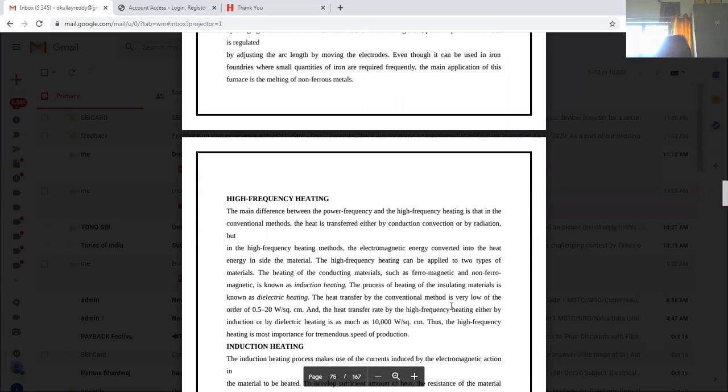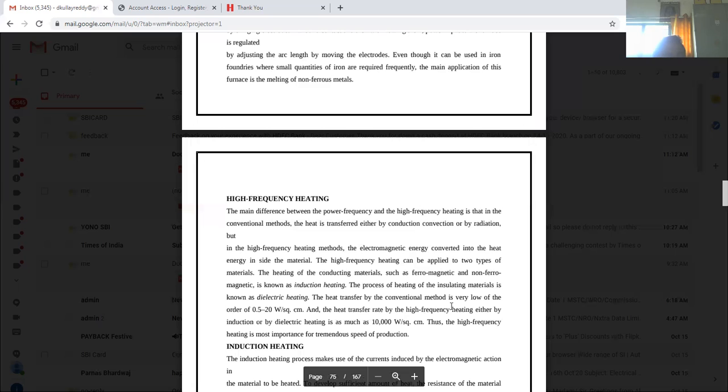Next, one more type is high frequency heating. The main difference between power frequency and high frequency heating is that in conventional methods, heat is transferred either by conduction, convection, or radiation. In high frequency heating methods, electromagnetic energy is converted into heat energy inside the material. High frequency heating is one type of induction heating.